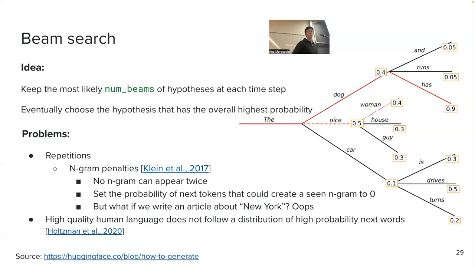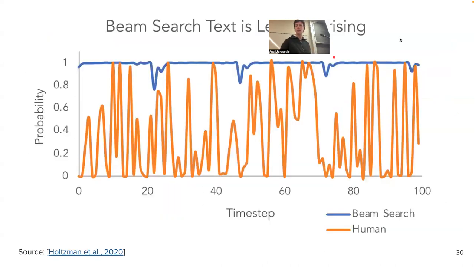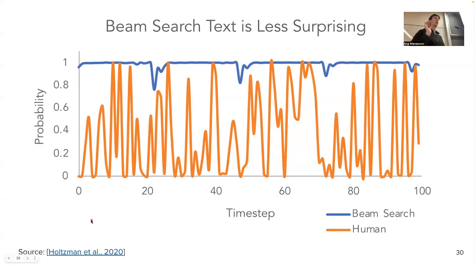That's one issue, repetitions. The other issue, and this is the issue with greedy search as well, is that high quality human language does not follow a distribution of high probability next words. So always generating high probability next words is not gonna produce a language that sounds human-like. This is a graph from Holtzman et al., who proposed another decoding technique, our final and best one that we'll see, where they have shown, under some model, text generated by beam search and a human produced version of about the same content. The probability under the model of human words has this high fluctuation. We use high probability words, but a lot of low probability words as well. Whereas when we have these decoding strategies that always produce the highest probable words, all of them have high probability.